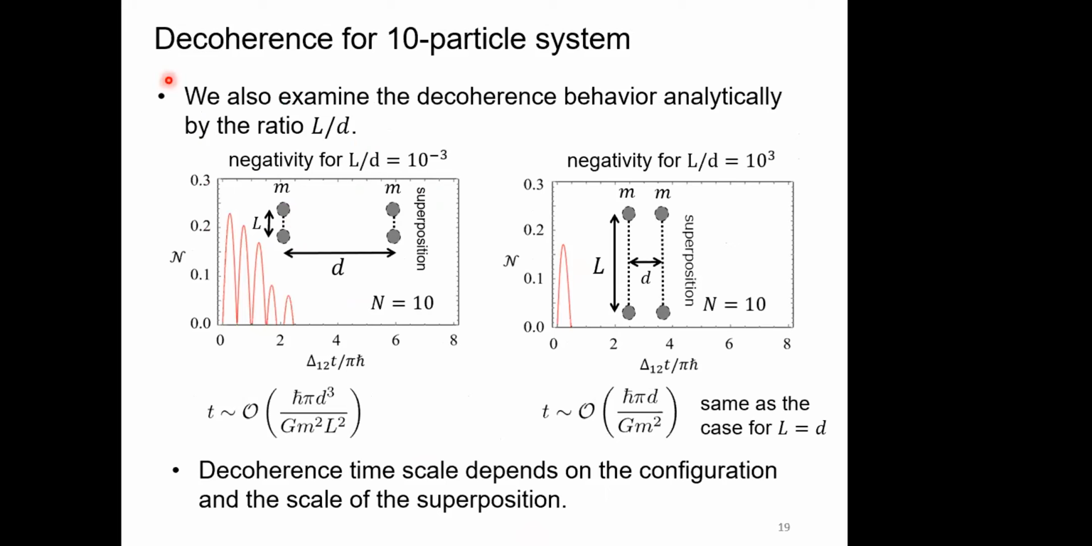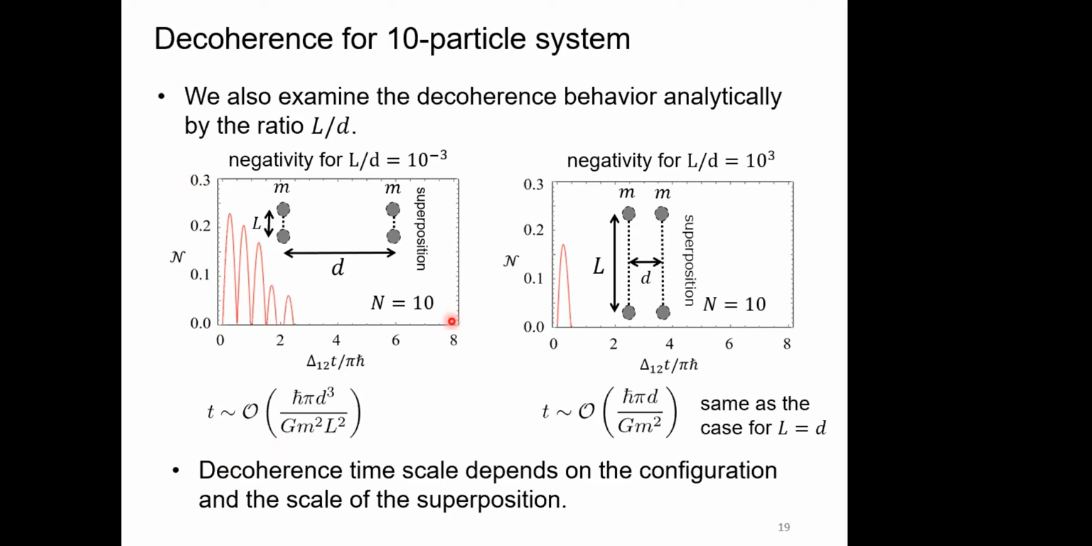We also examined how the decoherence behavior depends on the ratio of the parameters L over d. In the case when L is much smaller than d, the entanglement between the two particles is less likely to be affected by the other particles because the particles are far from each other. And the characteristic time is of the order of ħπd cubed over Gm squared L squared.